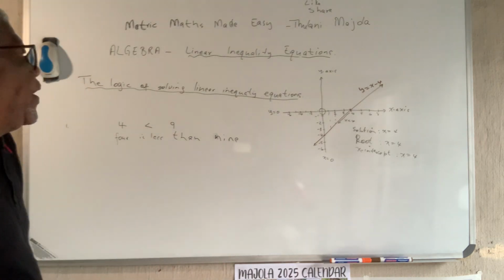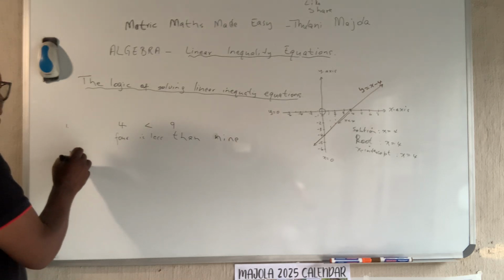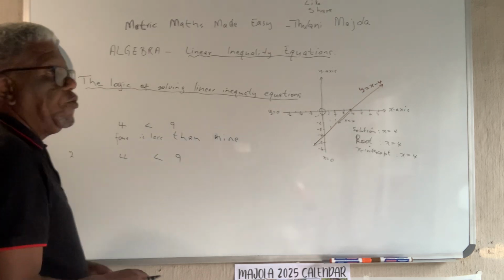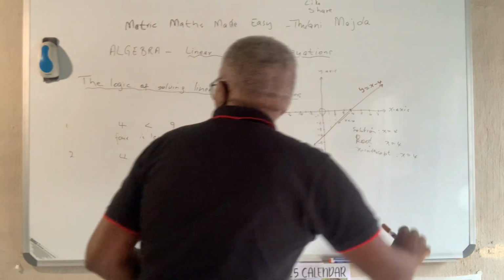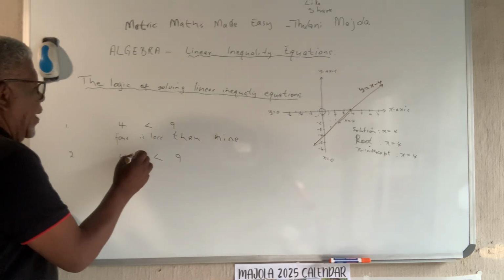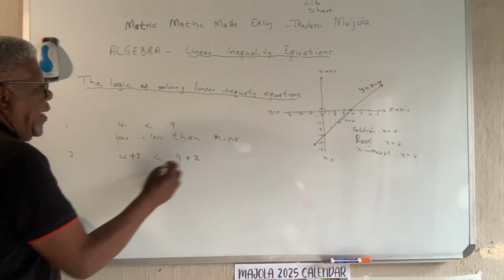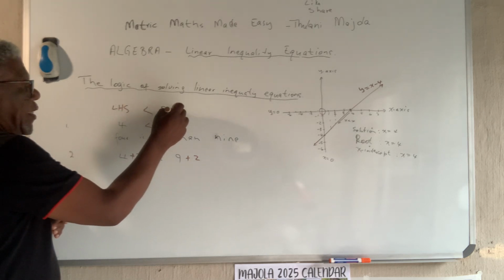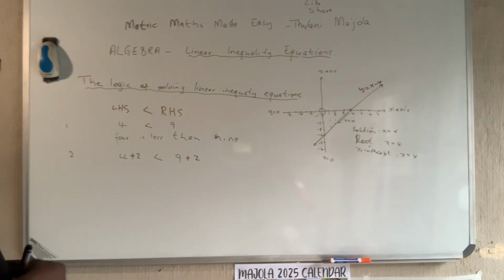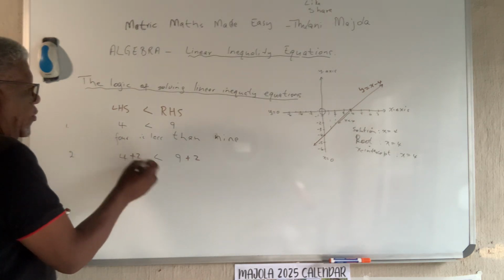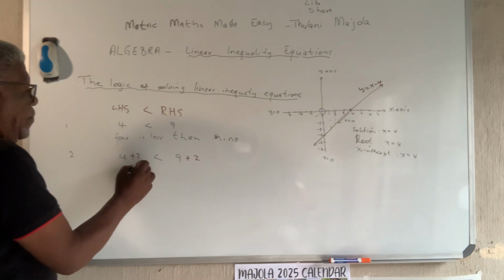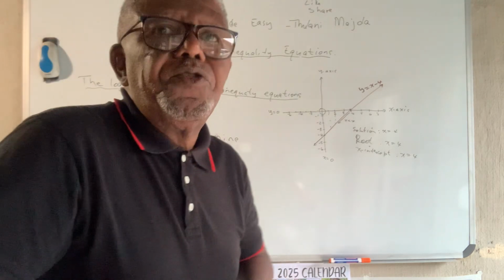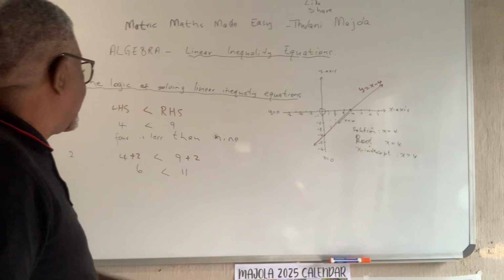Now when you're solving linear inequalities, for example, if you add a 2, it will be 4 plus 2. Whatever I do on the left hand side, in this case left hand side is less than right hand side, you also do on the right hand side. So if you add a 2 to the left hand side, you also add a 2 to the right hand side, and you end up with 6 less than 11, which is also true. So the math sentence is true, that 6 is less than 11.